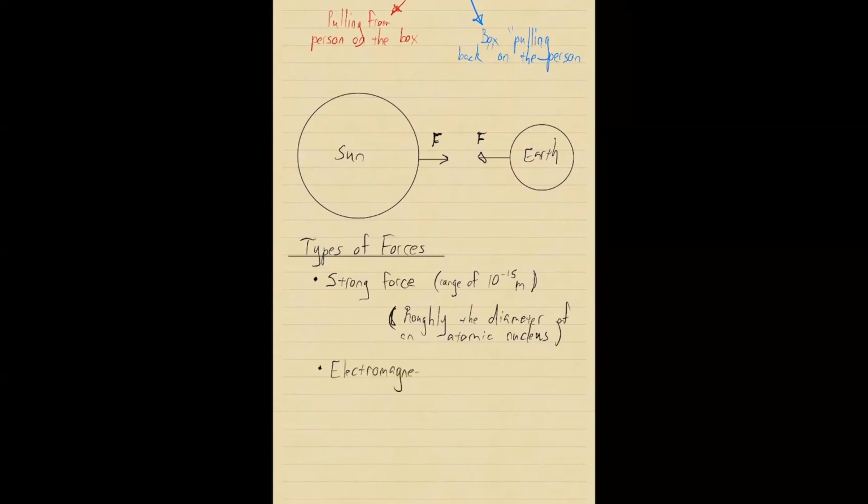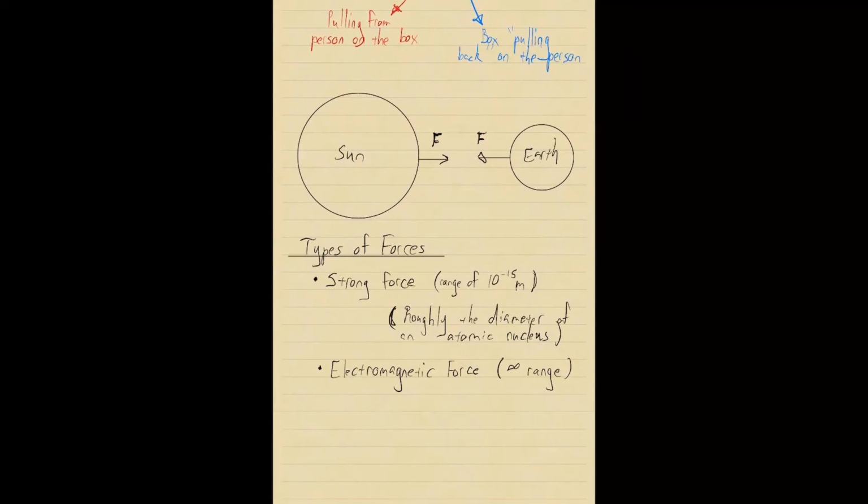Electromagnetic force. It says infinite range. So if you have one electron on one side of the universe and another electron on the other side, given enough time in between, the two will feel each other's presence by this electromagnetic force, right? There's no maximum range for this force. So infinite range, about the size of the universe.